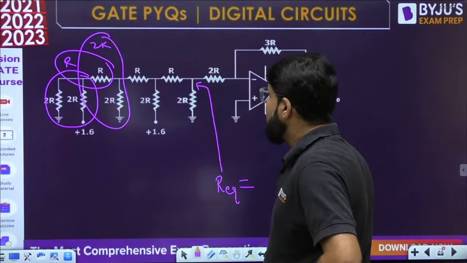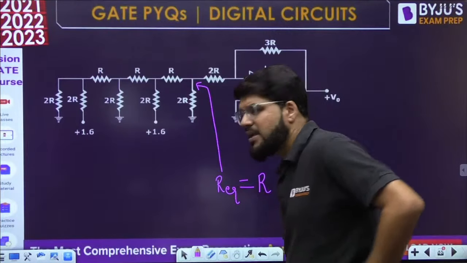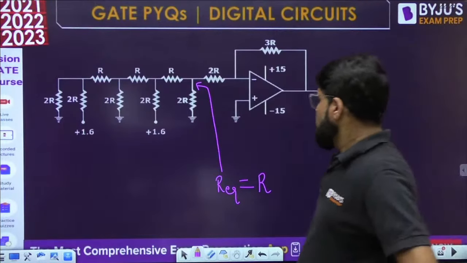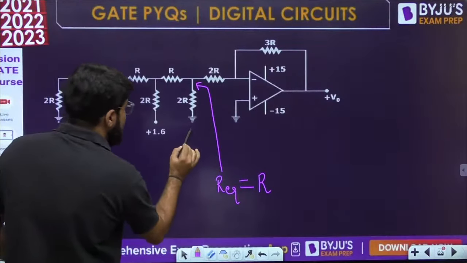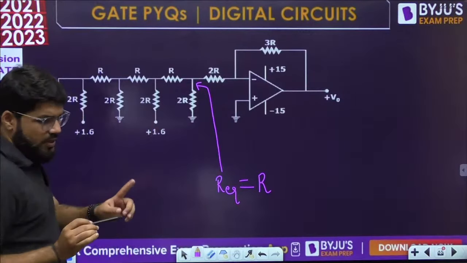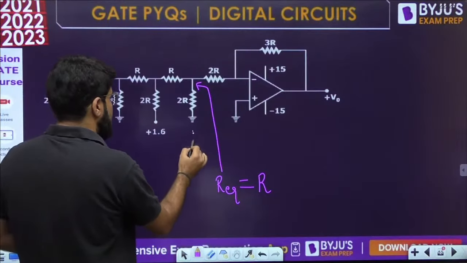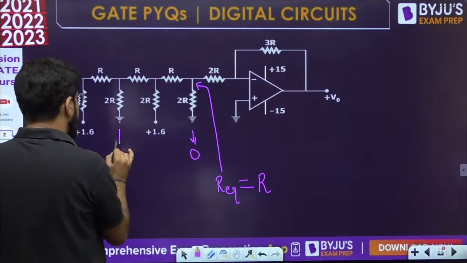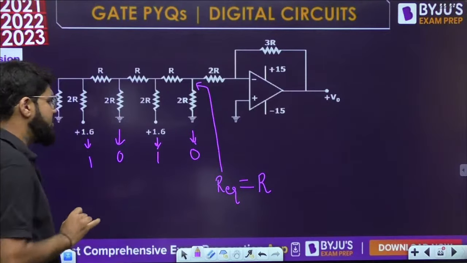There should be no need to derive this. This is a very important type of DAC. So if you know that this is R, what is the input given? We know that this corresponds to VR, and VR is taken as 1 here. Just a second, guys. I'll put this as 0. This is grounded, this is 0. Let me first solve in binary format. So it is 0101.